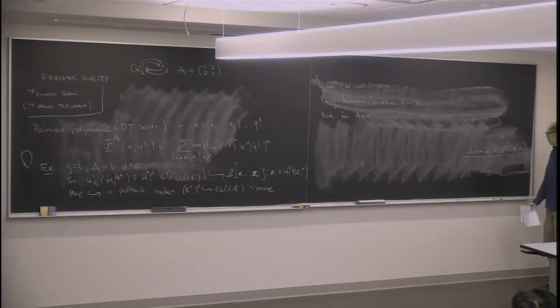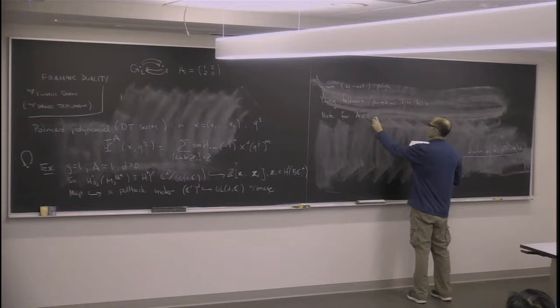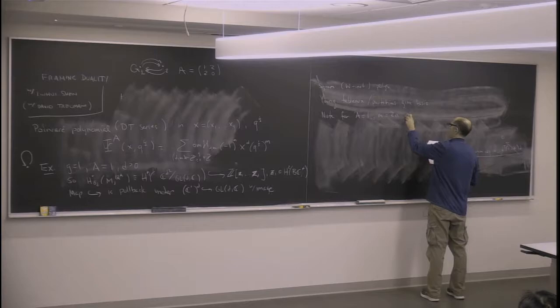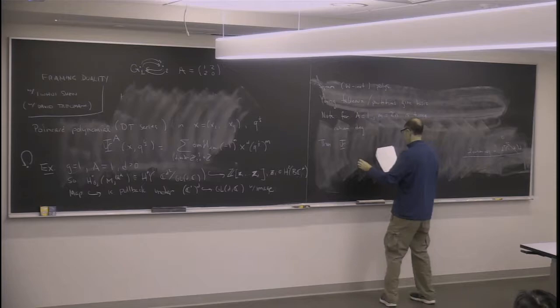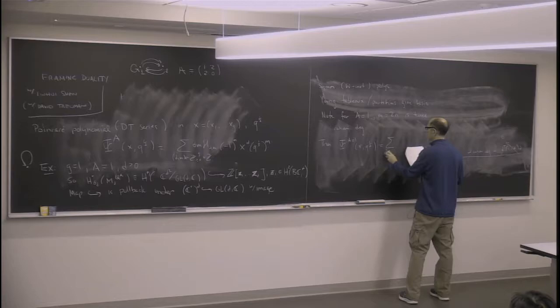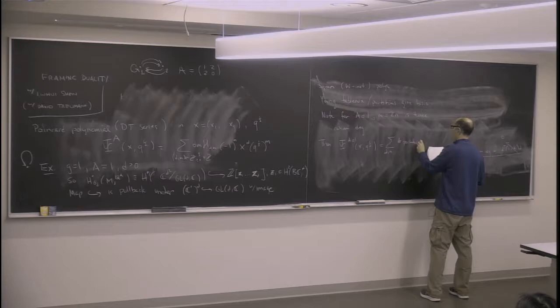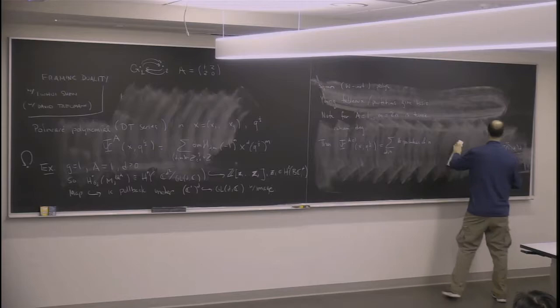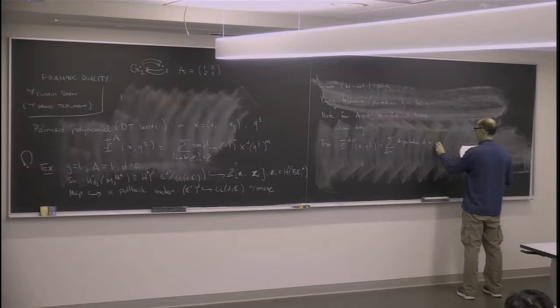x q to the 1/2, sum over Bn, the number of partitions of n, that's the cohomological degree, into d parts. D labels which space you're talking about. N is the cohomological degree. The generating function for this is the product over k, and it's q to the k, x.